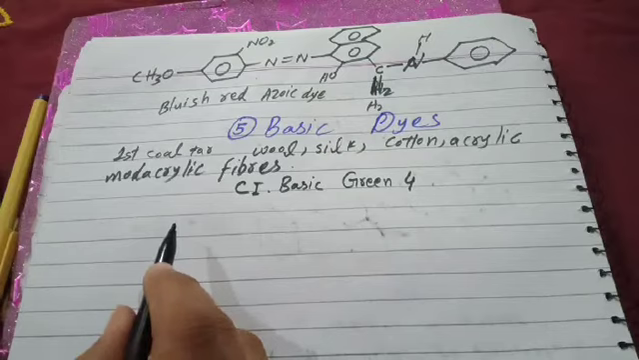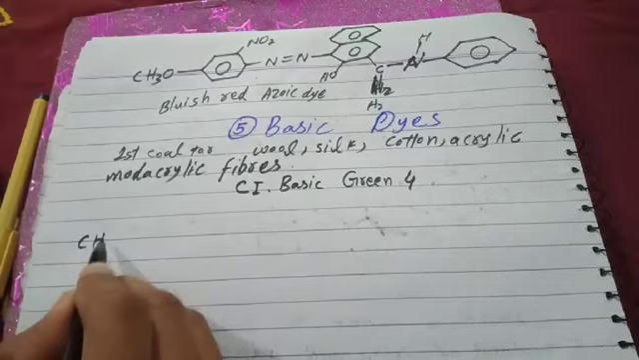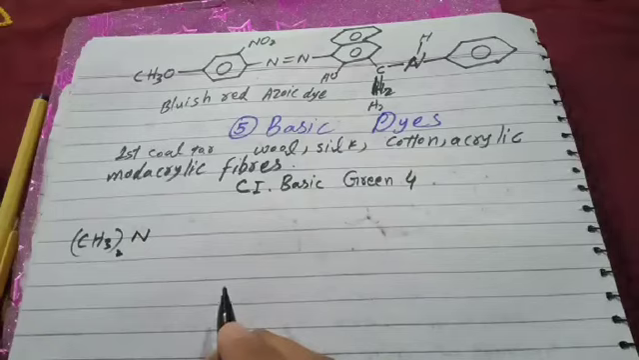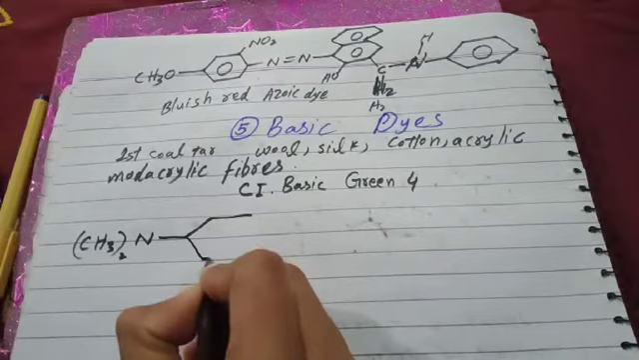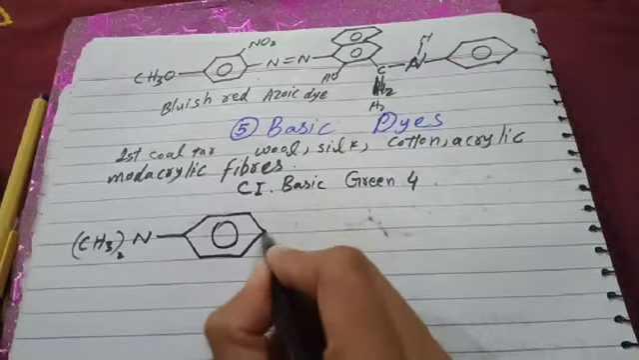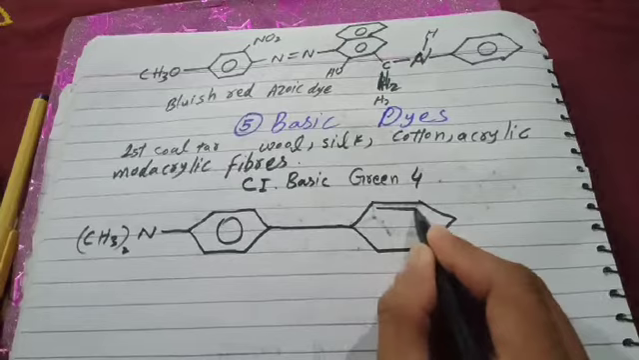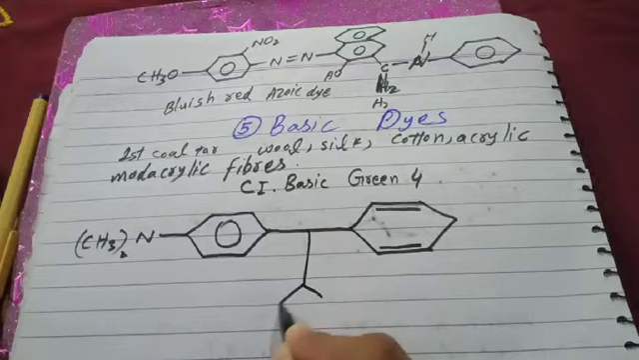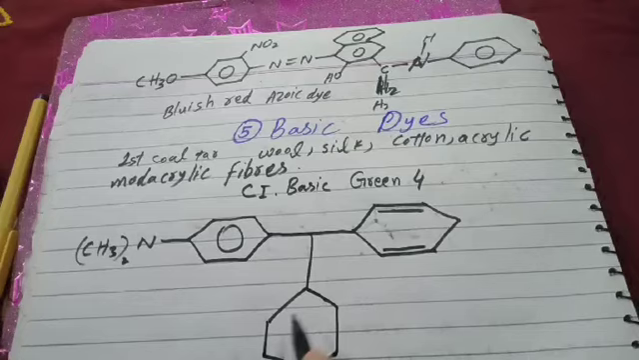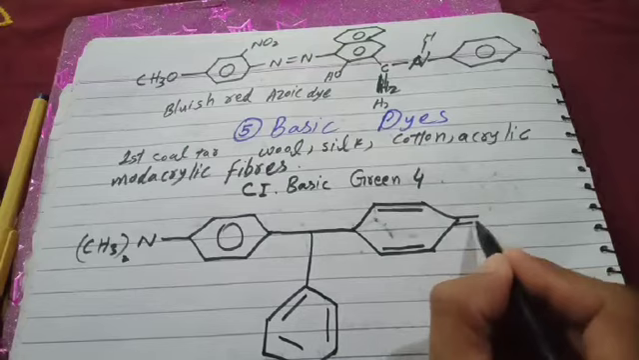The structure of CI Basic Green 4 is (CH3)2N, next is the benzene ring, double bond N plus (CH3)2, Cl minus.